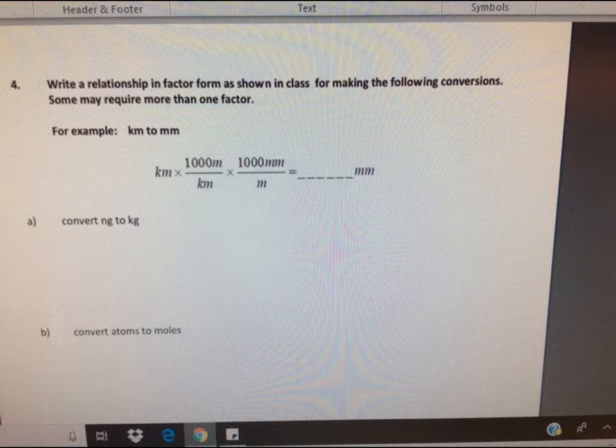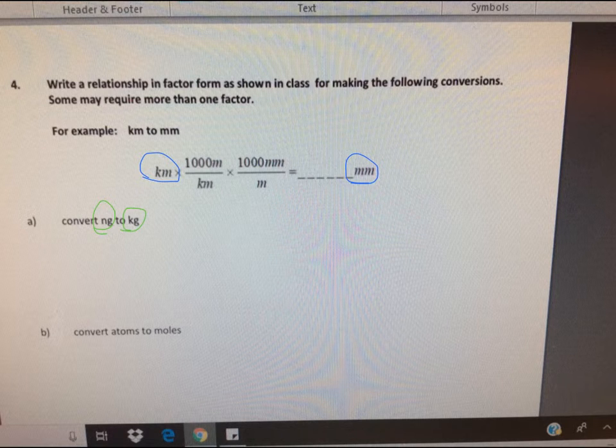With the example that you're given, one of the important things to notice is that you're going from a larger measurement to a smaller unit of measurement. When it's the other way around, like it is on part B here, you're going from a smaller to a larger. And so everything's going to flip, okay?